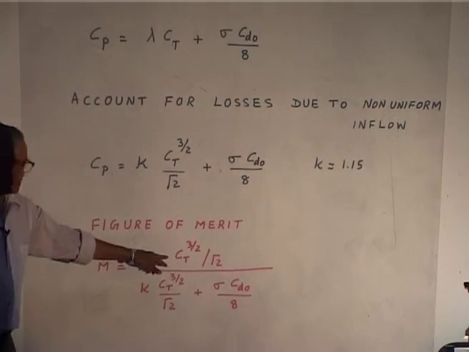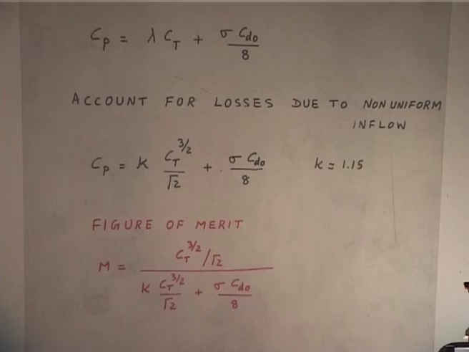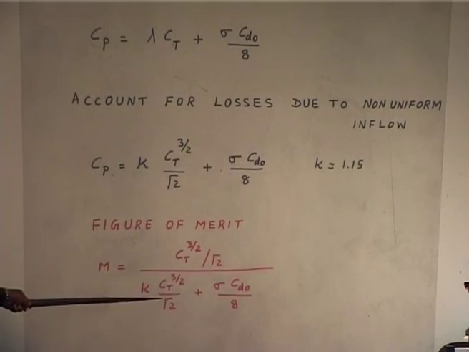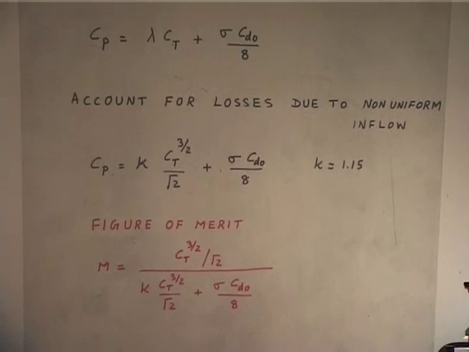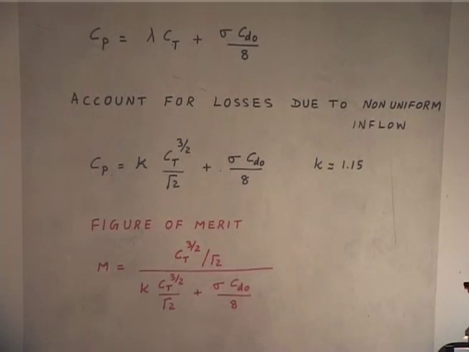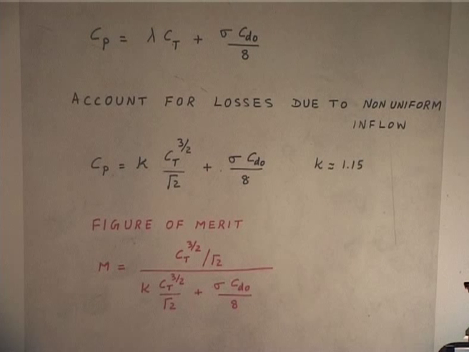Figure of merit is the ideal power over the actual power. Now, you see, for the same thrust coefficient, if sigma increases, then what happens? The denominator is increasing, so figure of merit will drop. On the other hand, if sigma is small, then figure of merit will go up.